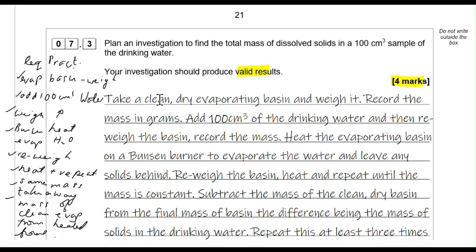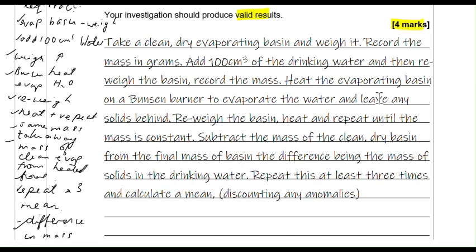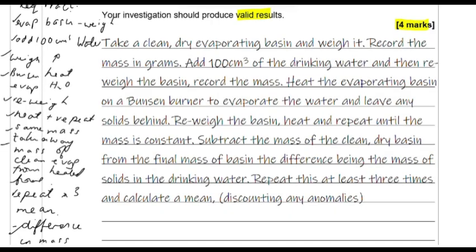Take a clean dry evaporating basin, weigh it, record the mass in grams, add 100 cm³ of the drinking water and then reweigh the basin. Record the mass. Heat the evaporating basin on a Bunsen burner to evaporate the water and leave any solids behind. Reweigh the basin, heat and repeat until the mass is constant. Subtract the mass of the clean dry basin from the final mass of basin, the difference being the mass of the solids in the drinking water. Repeat this at least 3 times and calculate a mean, discounting any anomalies.